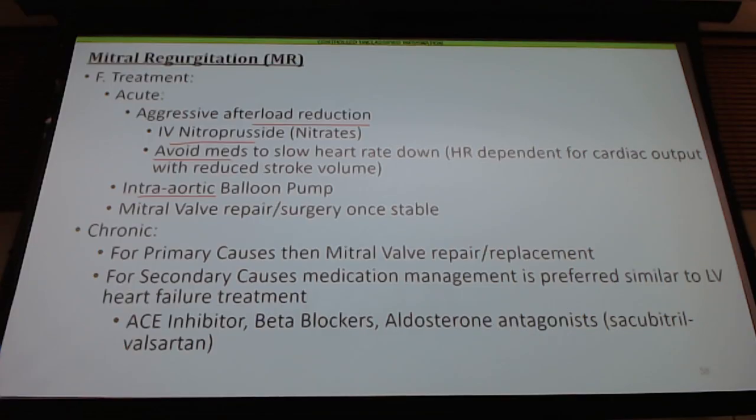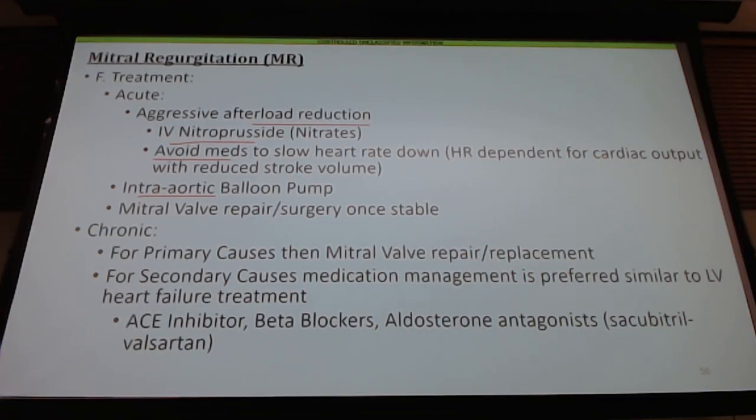Because remember, if I slow my heart rate down, I'm also increasing my diastolic filling time, which then increases volume and pressure that the ventricle is experiencing. So I'm going to overwhelm that ventricle. So let's not slow it down necessarily too much in the acute setting.